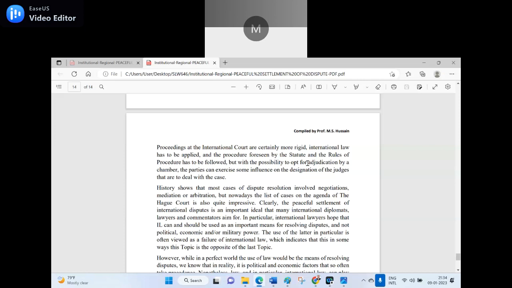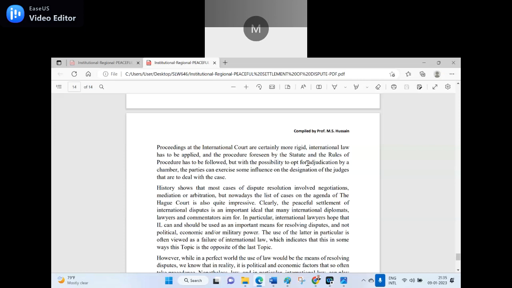Yes, sir. So history shows that most cases of dispute resolution involved negotiations, mediations, arbitration. Those are the diplomatic methods of resolution, solving the legal dispute. But nowadays, the list of cases on the agenda of the Hague Court, the Hague Court meaning the International Court of Justice, is quite impressive. Clearly, the peaceful settlement of international disputes is an important ideal that many international diplomats, lawyers, and commentators aim for.